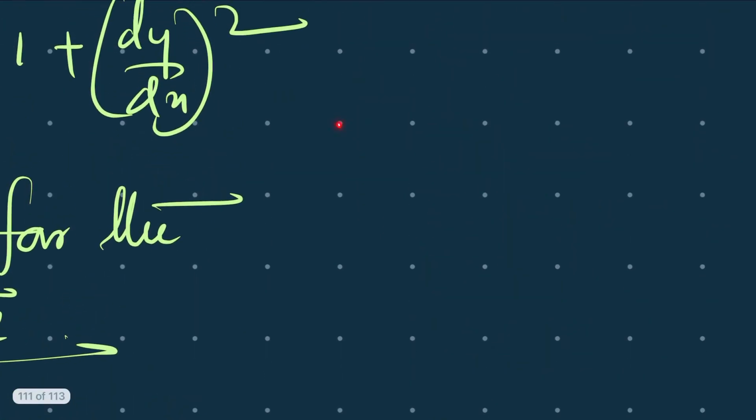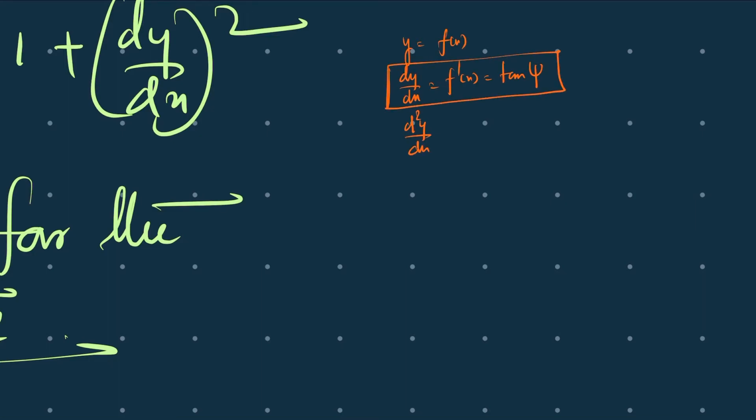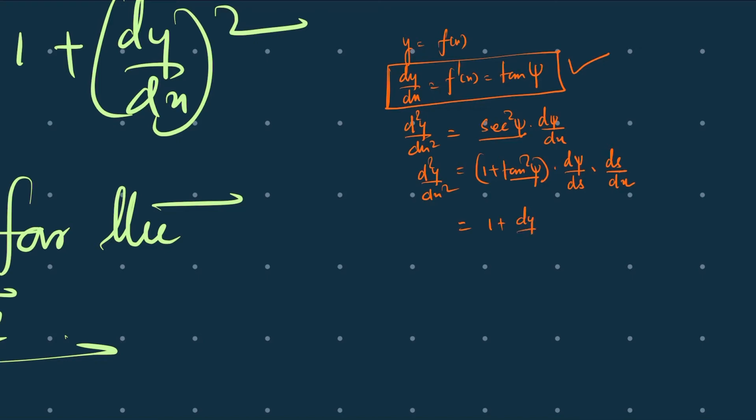So let us see how this works out. Just wait. Y is equal to f of x is a curve, so dy by dx will be equal to f prime of x, which is nothing but tan of psi. Now d square y by dx square, you need to remember this is derived from tan of psi, so it will be equal to sec square of psi into d psi by dx. This is nothing but 1 plus tan square of psi. And what is ds by dx? We can write without loss of generality d psi by ds into ds by dx. This is nothing but d square y by dx square. Now this will be equal to 1 plus, here we have found, dy by dx the whole square.